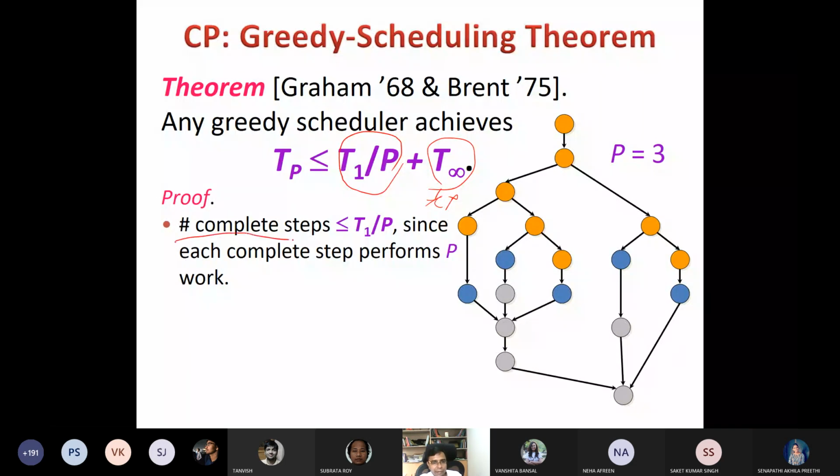The number of complete steps is less than T1 by P, because suppose all tasks are independent, then this will still hold, since each complete step performs P work. Suppose all are independent tasks, then this will definitely make sense. So the number of complete steps will be T1 by Tp, even if there is no precedence notion and all are independent tasks of unit execution time.